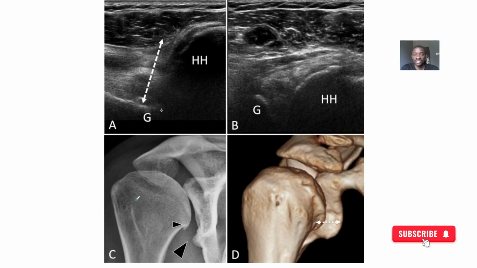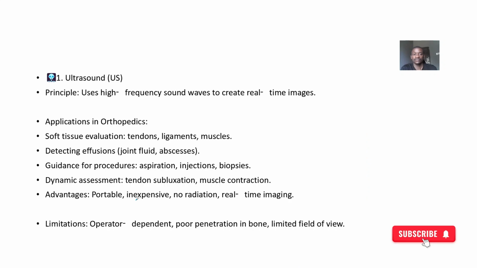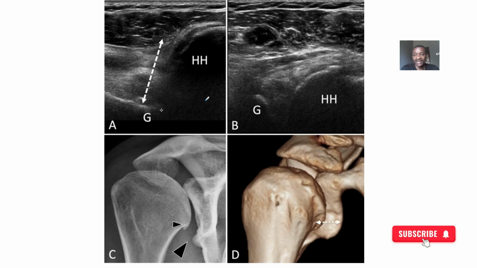So the first image here we have is the ultrasound. Ultrasound in orthopedics, of course, you can use it in other specializations of medicine, but here we are always talking about orthopedic stuff. It uses high frequency sound waves, and it will help you to create real-time imaging. As this person is moving the joint, you are seeing it real time on the screen.